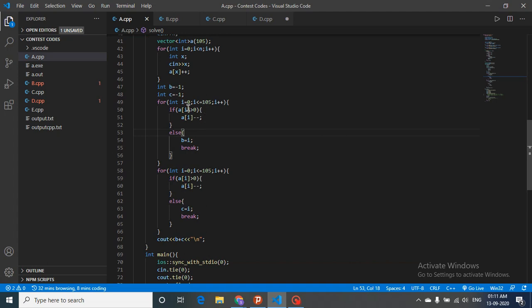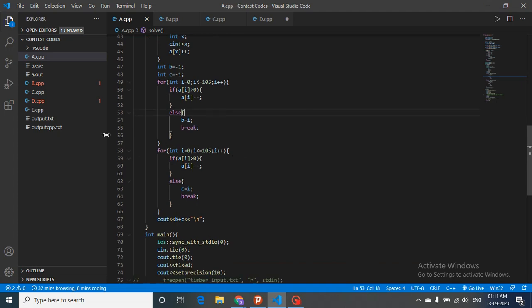If a of i is not greater than 0, we update b, because the i-th point will become the MEX for b, and we break out. We do the same thing again, starting from 0, for c. If a of i is greater than 0, we decrement a of i and keep going until we find a point where a of i is equal to 0, so we cannot put that number in the subset, and thus that's the smallest number not present in the subset, and it becomes the MEX of that subset. So we make c equal to i and break out, and the final answer is b plus c, because it shows the MEX of both the subsets, and we output that.